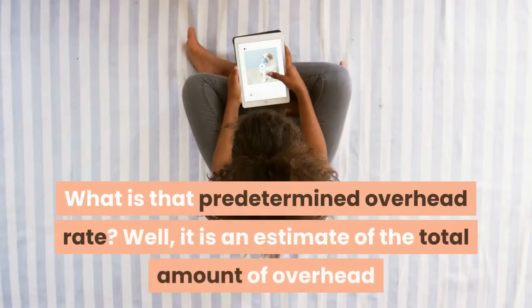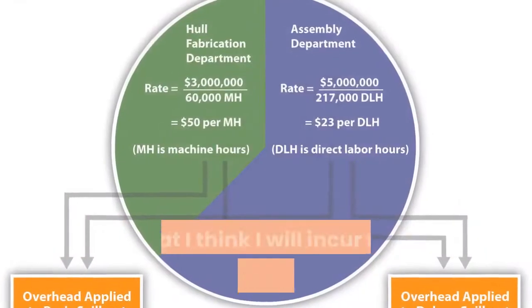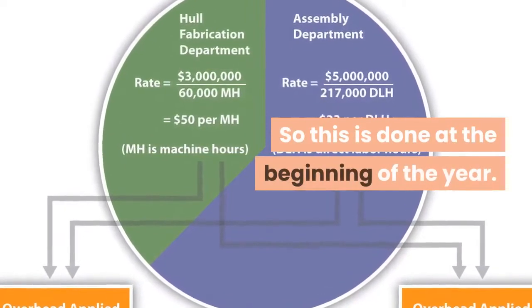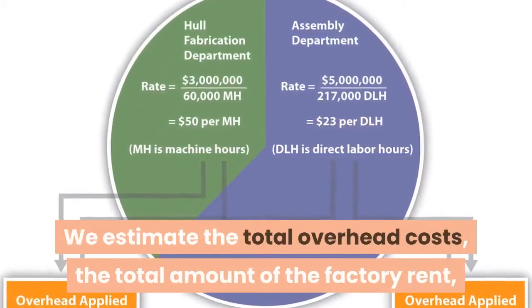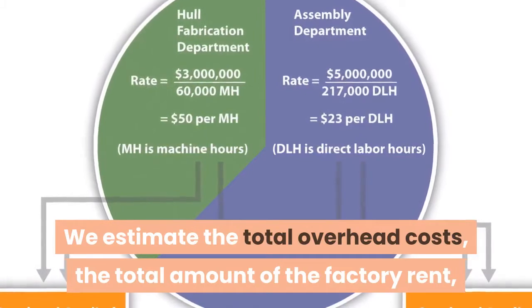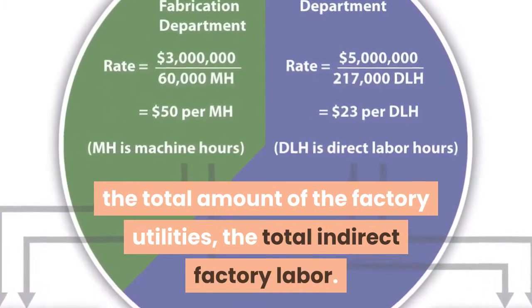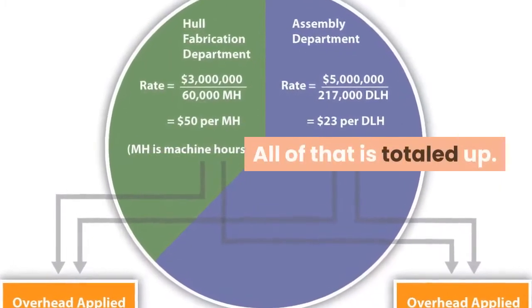I come up with what's called a predetermined overhead rate, an estimated overhead rate. What is that predetermined overhead rate? Well, it is an estimate of the total amount of overhead that I think I will incur for the whole year. So this is done at the beginning of the year. We estimate the total overhead costs: the total amount of the factory rent, the total amount of the factory utilities, the total indirect factory labor. All of that is totaled up.